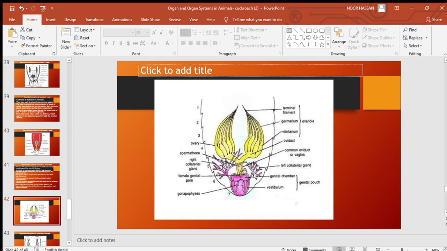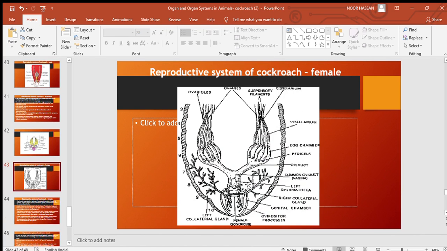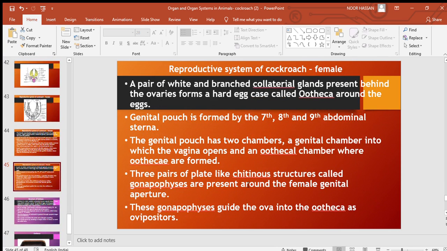The spermatheca is mainly for storing sperms, and fertilization occurs as the ova descend down into the genital chamber. This spermatheca is a structure present in the vagina, and it opens into the genital chamber. So ova descend down, move into the genital chamber, where fertilization occurs. So this is about the female reproductive system, and this is another diagrammatic representation of it. So these are the explanations. Please go through it.